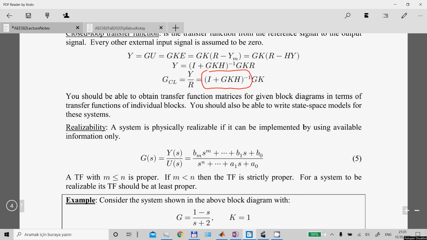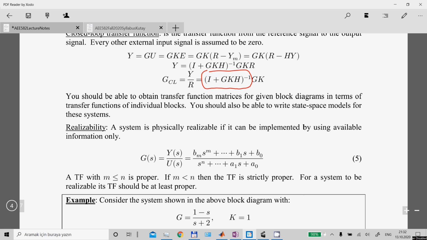Checking realizability is quite simple. You just look at your transfer function. Obviously, this is true when you have a linear time invariant system. But if your transfer function is proper at least, then you can say that your system is realizable.